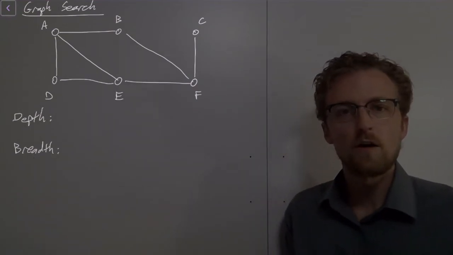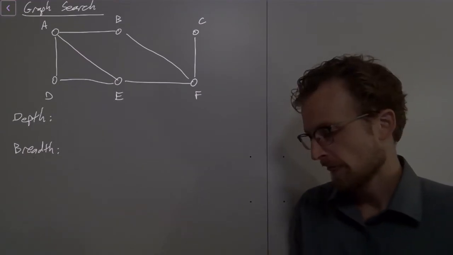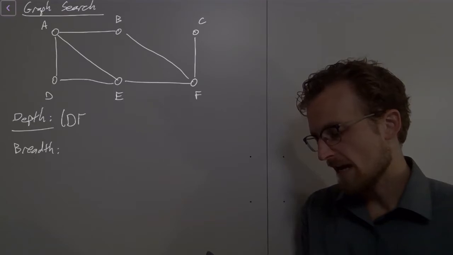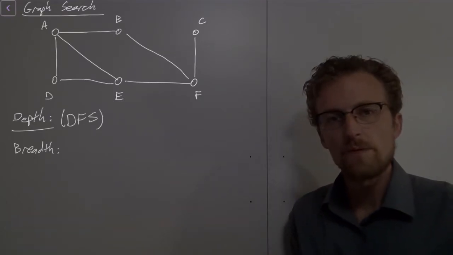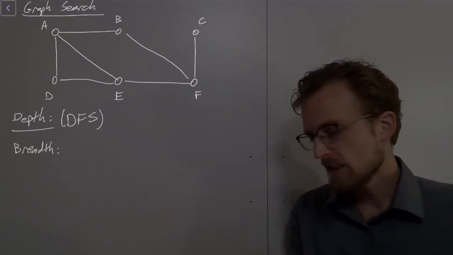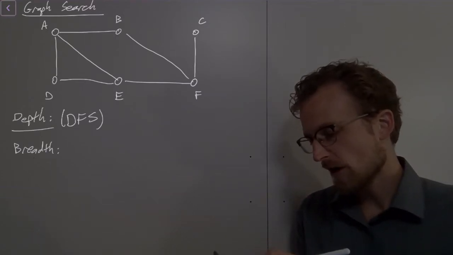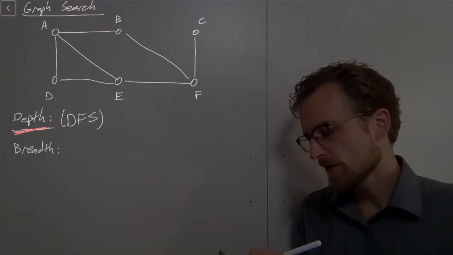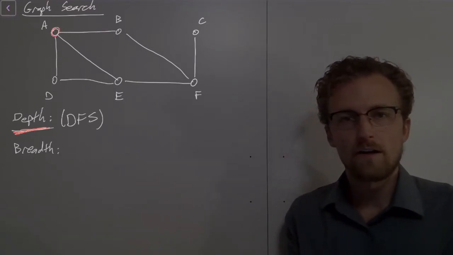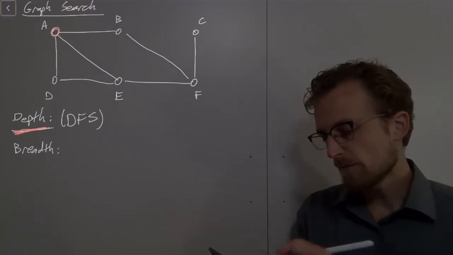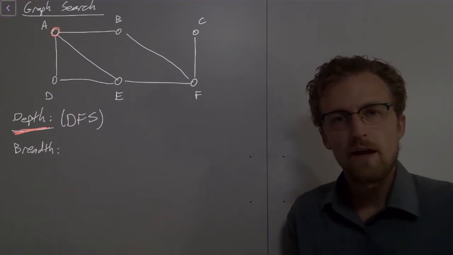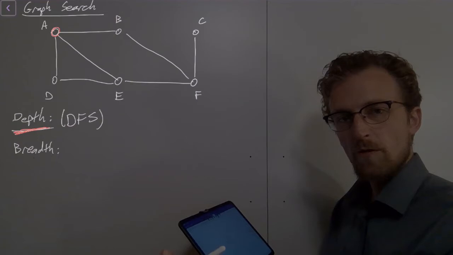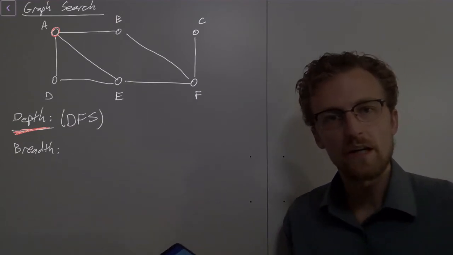The first one is called a depth first search, or I'll call it DFS. A DFS basically starts somewhere, and for all of these I'll just start on A. I'll make this one red. With depth first search, what we do is we start somewhere and then we start walking, and we keep going further and further away from our starting node until we hit a dead end.